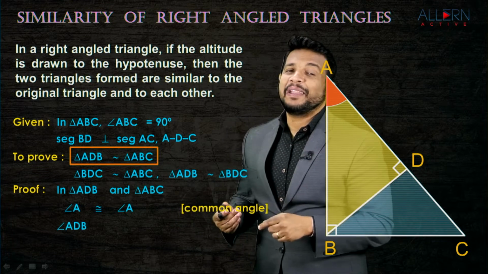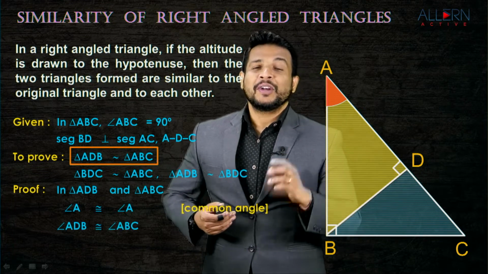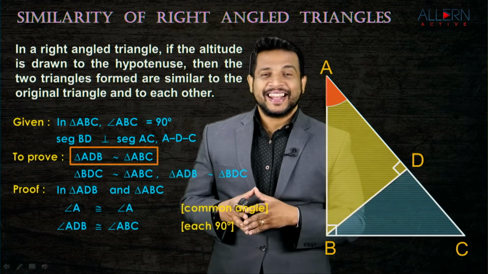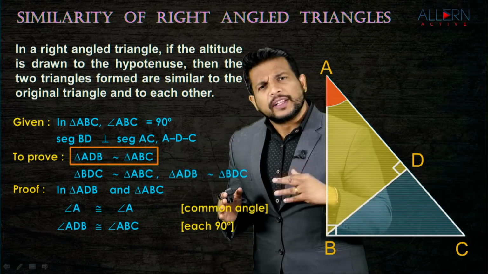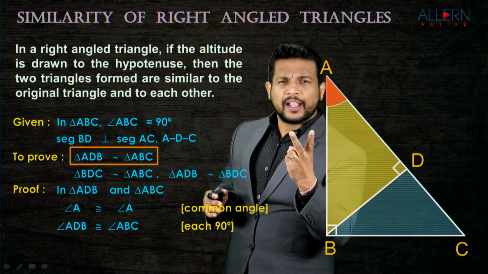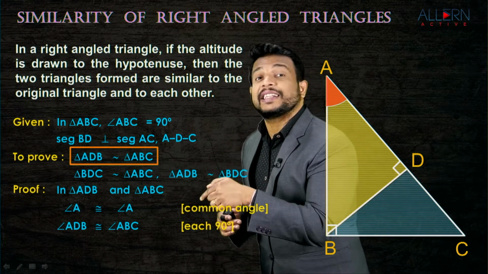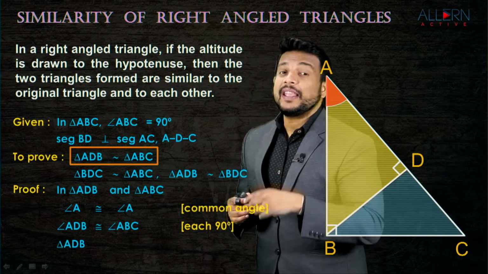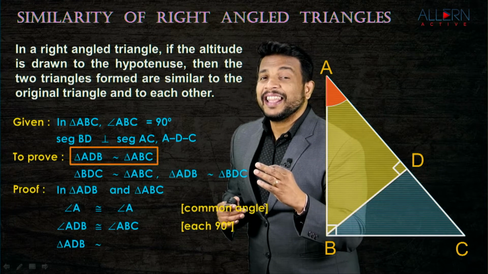So we write that angle ADB is equal to or congruent to angle ABC. Why are they congruent? We know the reason is nothing but each is 90 degree. So hence, in both the triangles, we got two pairs of corresponding angles congruent. That means we know that both the triangles are similar. So we write there triangle ADB is similar to triangle ABC.